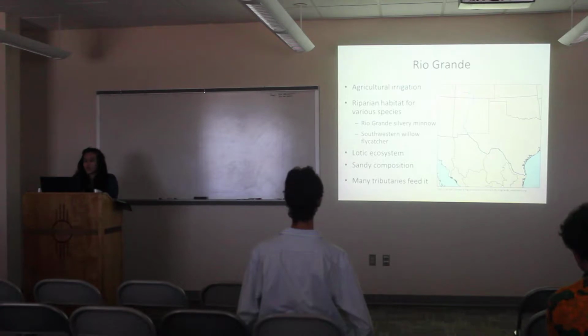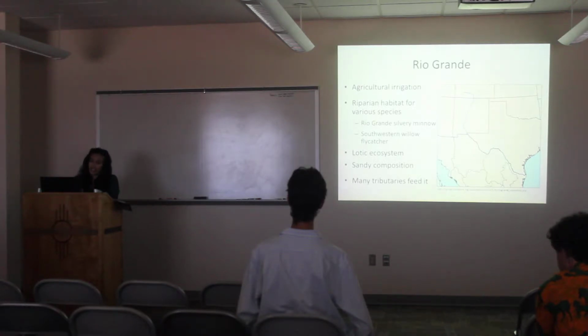As many of you know, the Rio Grande spans from southern Colorado to the Gulf of Mexico. Its main use is for agricultural irrigation. This river creates a riparian habitat for various species, such as both the endangered Rio Grande silvery minnow and the southwestern willow flycatcher. This body of water is a lotic ecosystem. What does lotic mean? It means that it is a running, flowing body of water, as opposed to lentic, which would be a pond or lake.